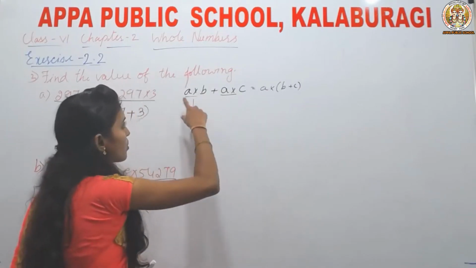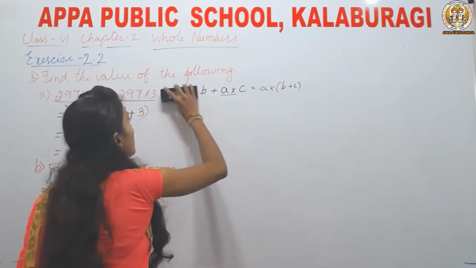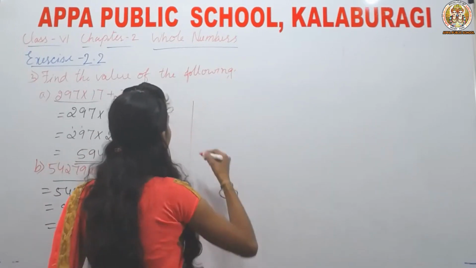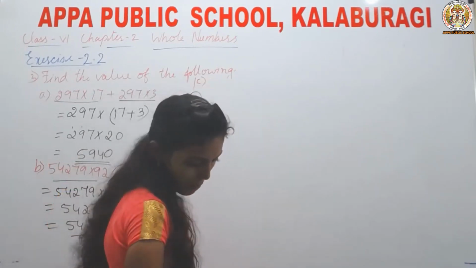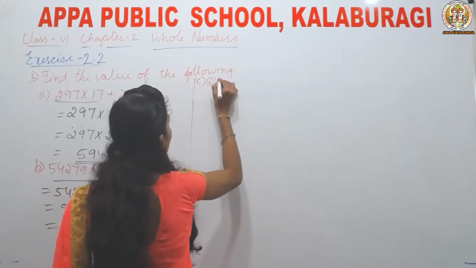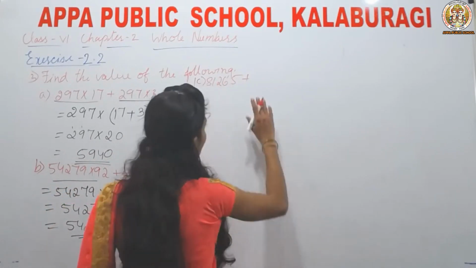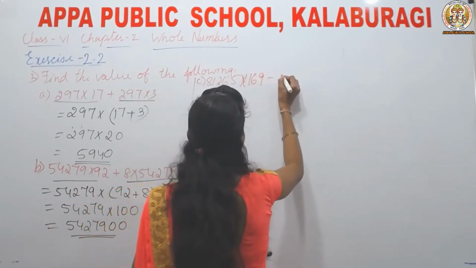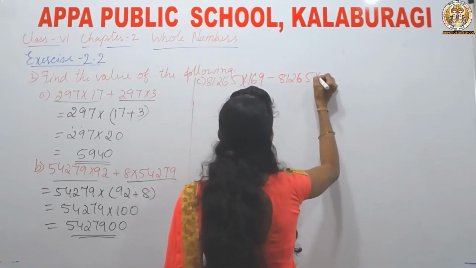See, this one I wrote for your reference. If you need it, you can mention it, or else you can erase it, no problem. Now, C is 81265 into 169 minus 81265 into 69.